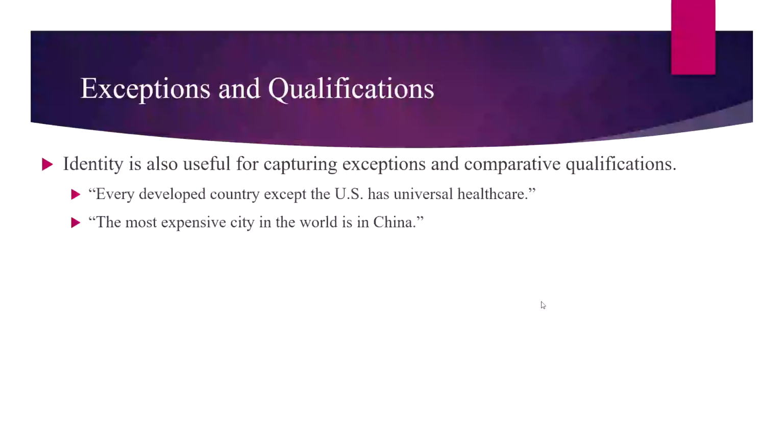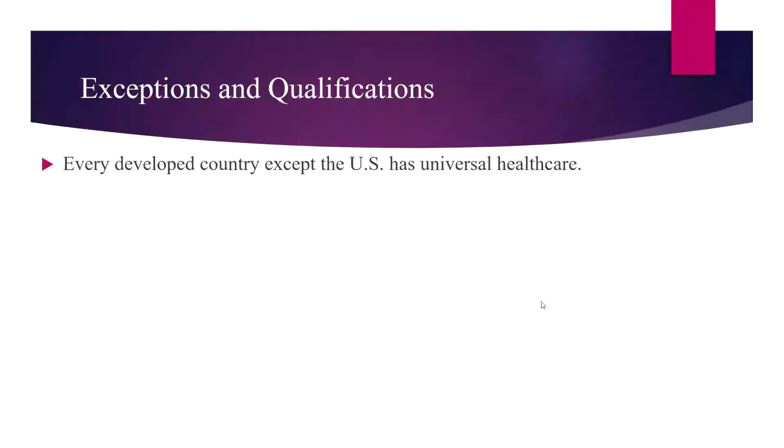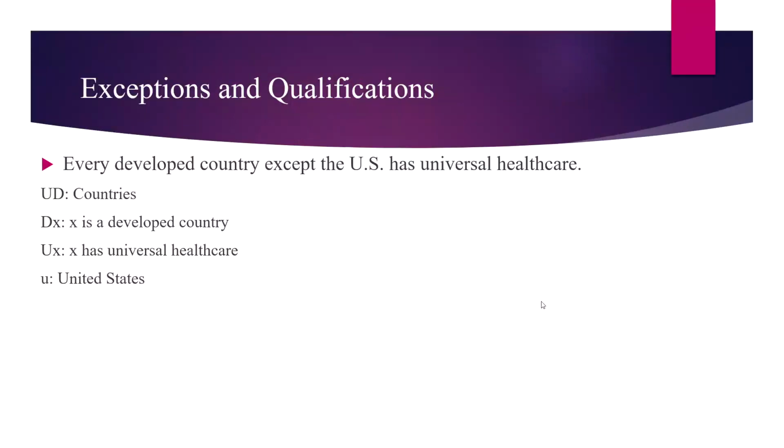Every developed country except the US has universal health care. Right, so we're going to use this as our universe of discourse. Our universe of discourse is countries. We have DX for X is a developed country, UX for X has universal health care, and then lowercase u for the United States.